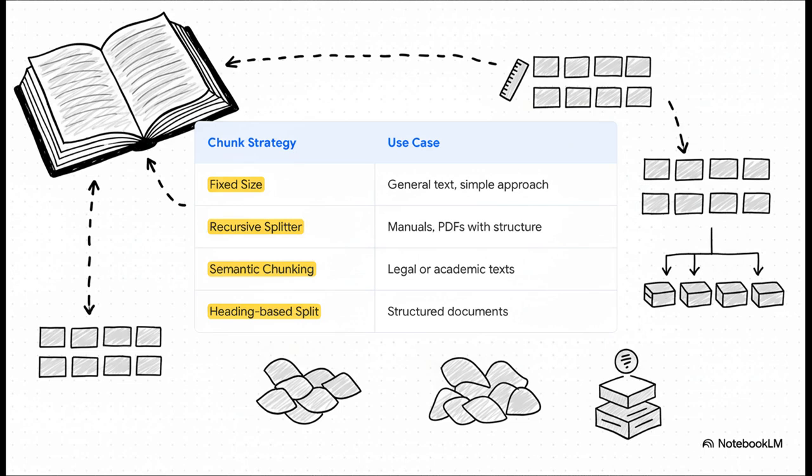And as you can see here, the strategy you pick really depends on your content. A simple fixed-size chunk might be fine for plain text, but for a nicely structured PDF with sections and paragraphs, something like a recursive splitter is way, way more effective.